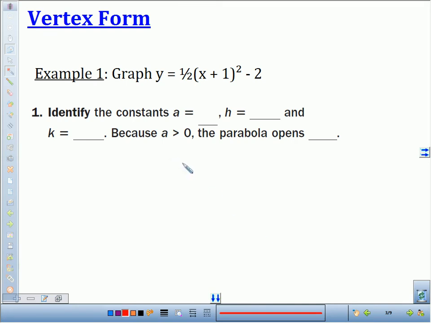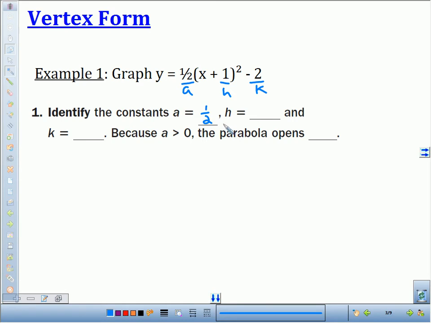Looking at example 1, we want to graph y equals 1/2 times (x plus 1) squared minus 2. And we want to follow the steps that are listed because they give us a blueprint of how to graph this. Now, first thing we want to do, step 1, is identify the constants a, h, and k. The number in front of the parentheses is a. H is inside the parentheses, and k is in the back.